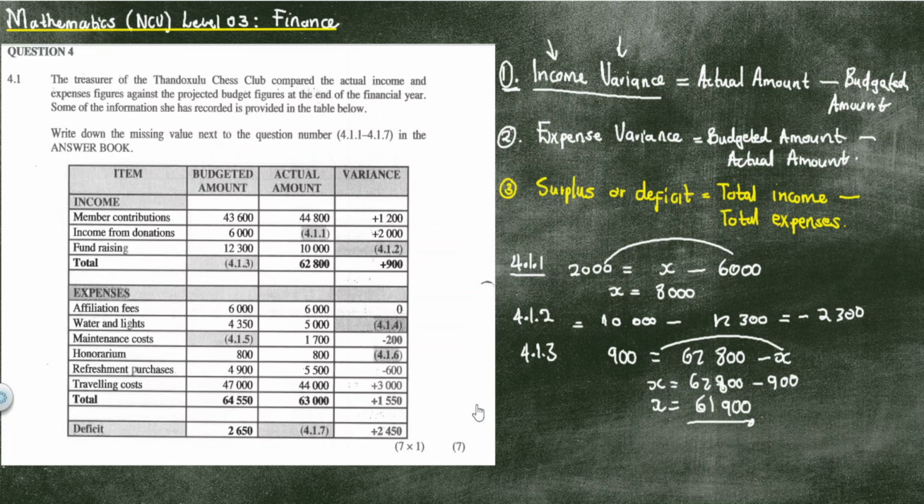And then for 4.1.4, okay, now we're going to be using the second formula, expenses variance. So expenses variance is budgeted amount minus the actual amount. So budgeted, how much is it? It's 4,350 minus 5,000. I'm getting a minus 650 here, minus 650 rand. And then what about this one?